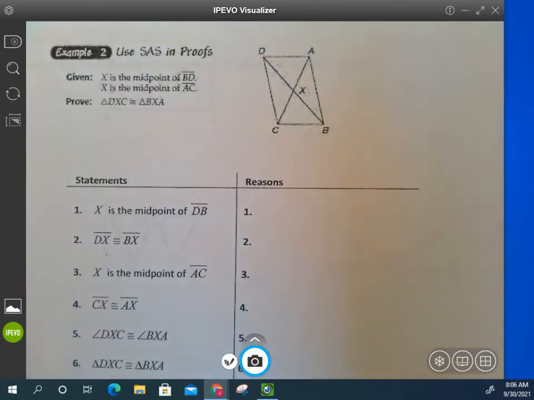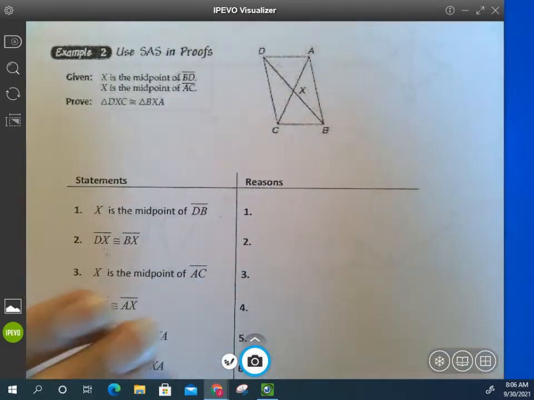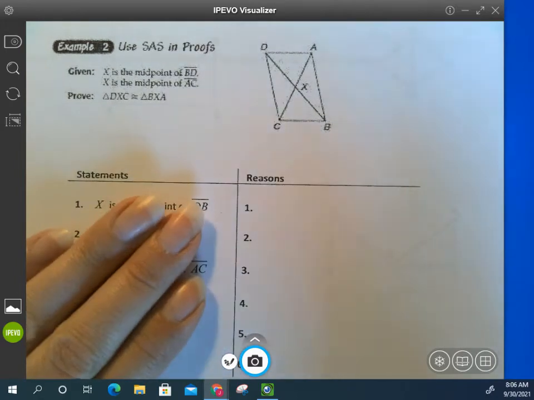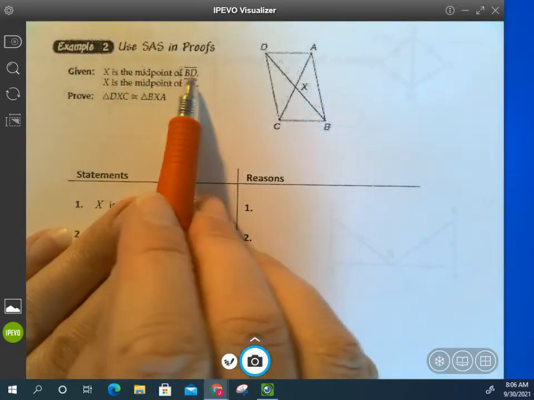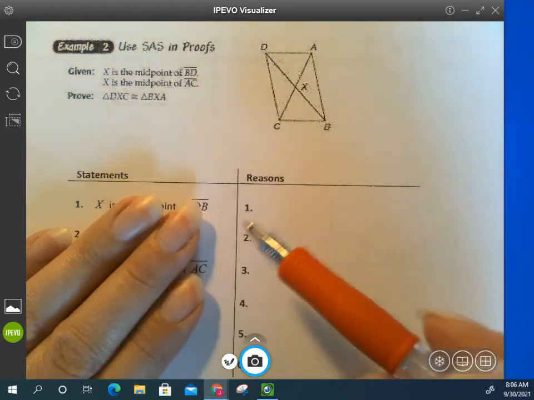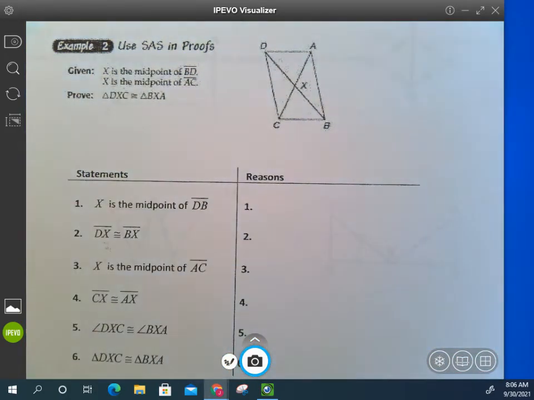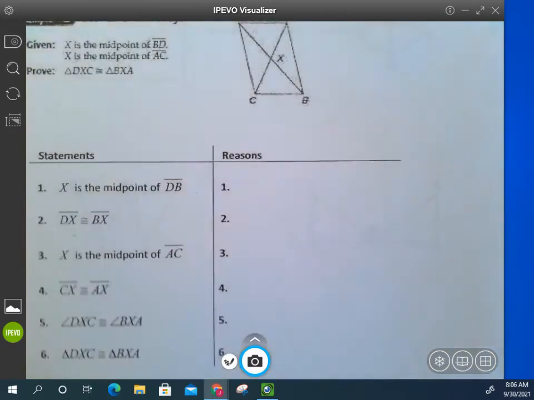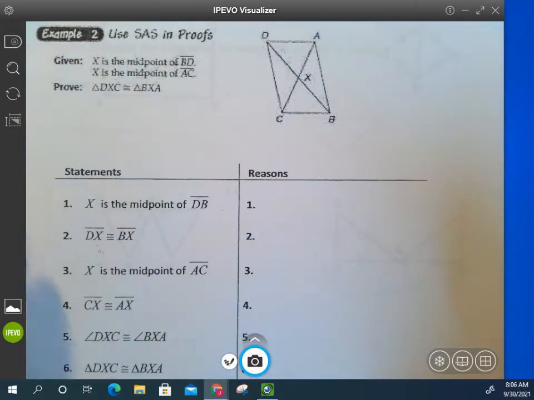Again, this is called a two-column proof. Normally, none of this would be here. They would only give you this information and then tell you to prove this. And you'd be on your own to sort of think of all of these ideas. But we're just introducing this idea of proofs. So what do they give us?